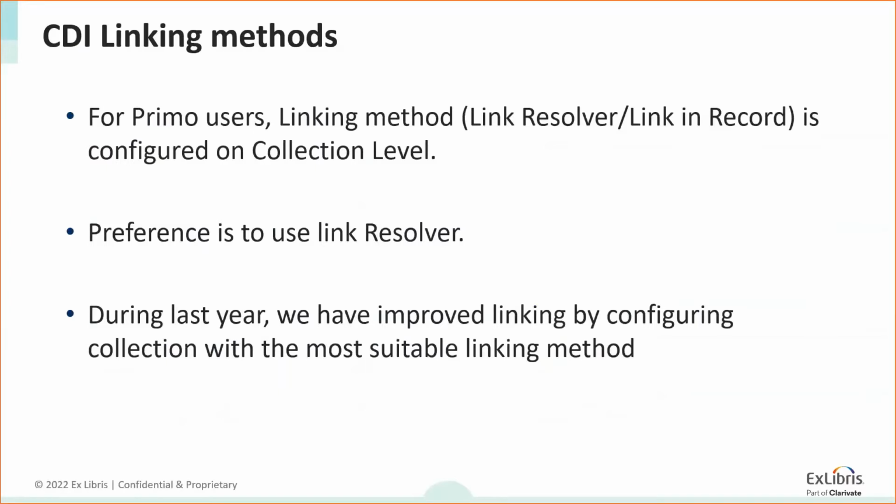Okay, so let's start. Christine already reviewed all the linking methods that we have for Primo users. We have the link resolver and the linking record, and it is configured on the collection level. When my team analyzes and releases a new collection, we choose the best linking method to work with it. The preference is to use the link resolver. As Christine said, the link resolver is very reliable for content that has identifiers, for classic academic content, and it has several advantages.